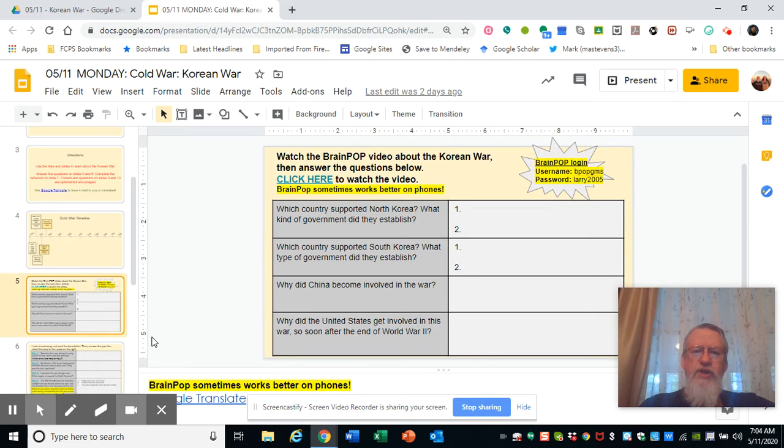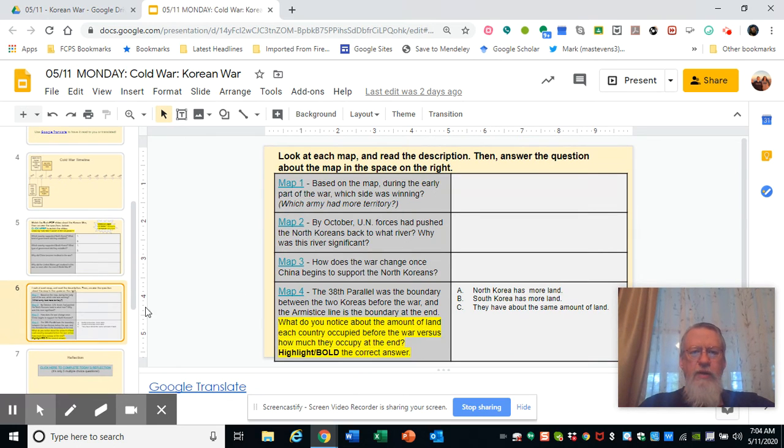So the activities you're going to be doing here: a BrainPOP. You guys like BrainPOPs, but the Korean War gives you some questions. Then you have looking at maps. This is where you're going to get to see the maps.